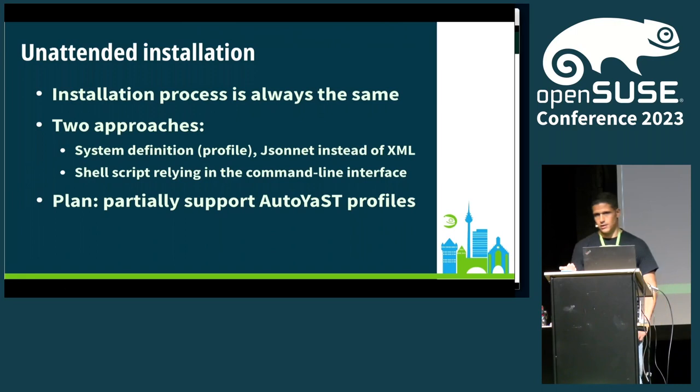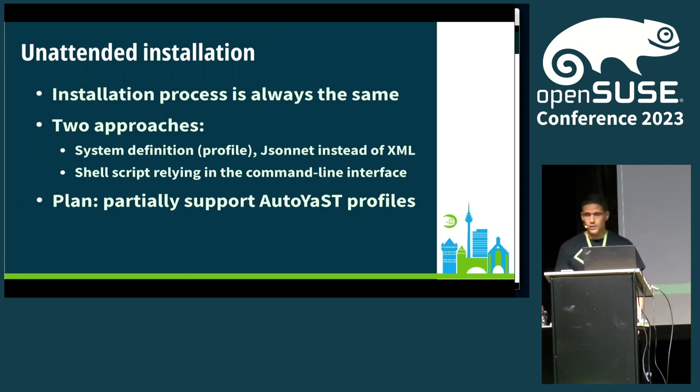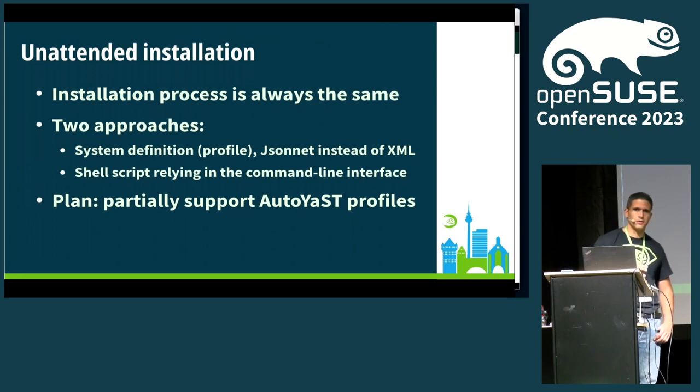And you can use exactly the same approach that you use with AutoYaST. You give it a profile describing how the system looks, and it will install following that configuration. But we are changing some things in that regard. We are not using XML anymore. Yay. And we are switching to JSON, actually to Jsonnet, which is a superset of JSON that is used, I believe, also in Kubernetes and some other similar tools, that has some options to customize the profile. We will see it with an example now.